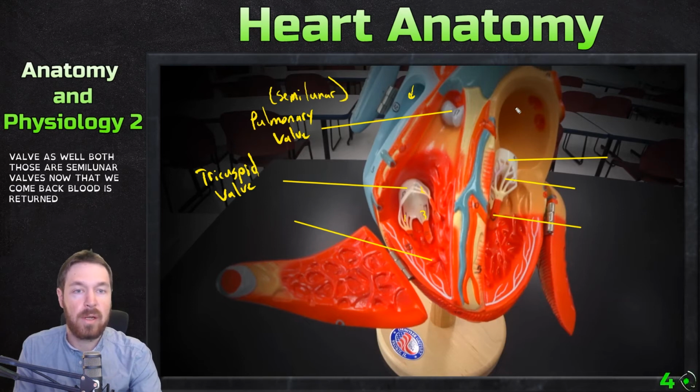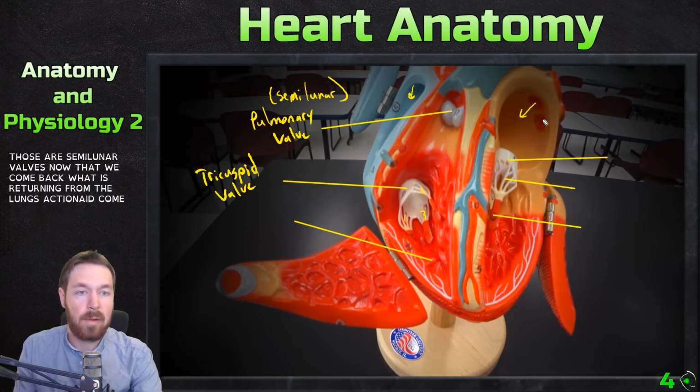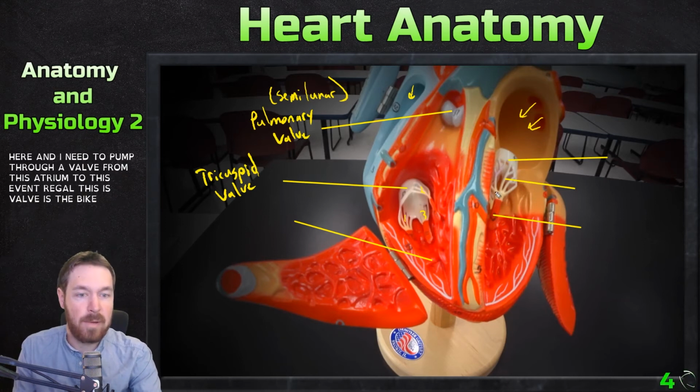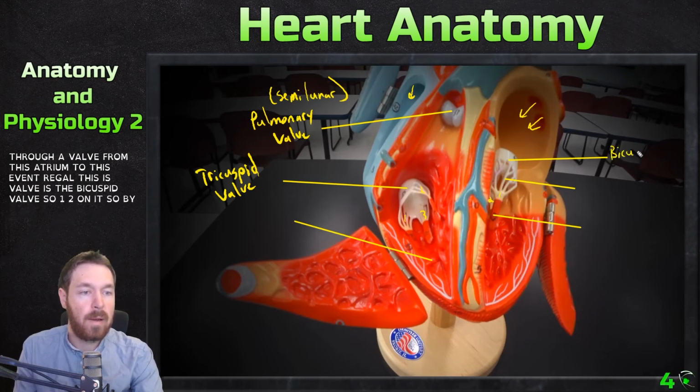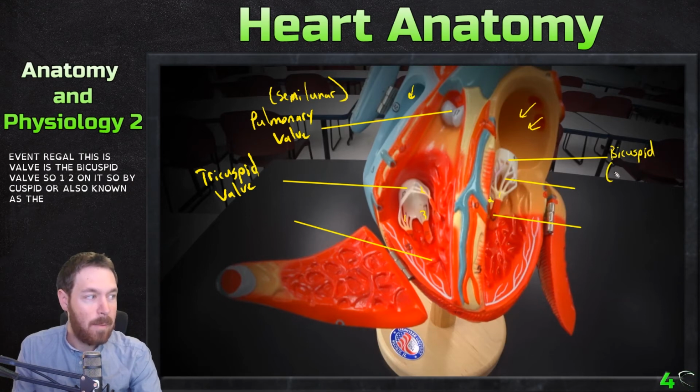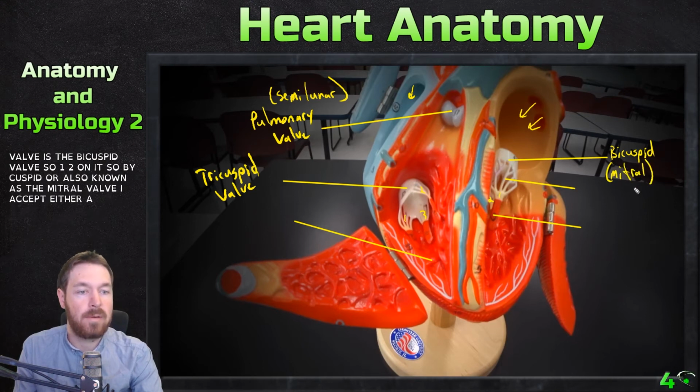Blood is returning from the lungs, oxygenated, coming back through right here. Now we need to pump through a valve from this atrium to this ventricle. This valve is the bicuspid valve. So 1, 2 cusps on it. So bicuspid, or also known as the mitral valve. I'd accept either answer right there.